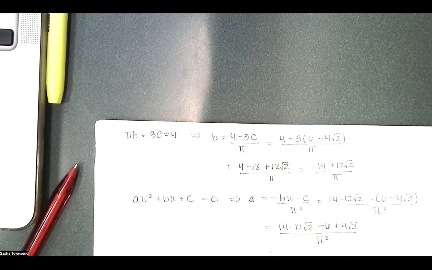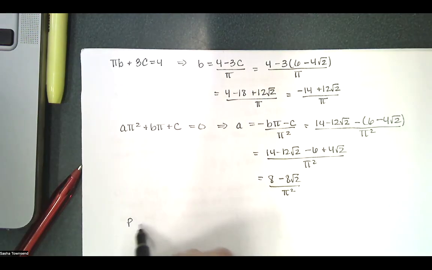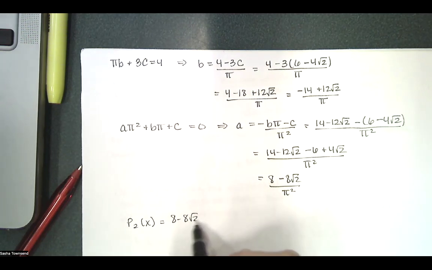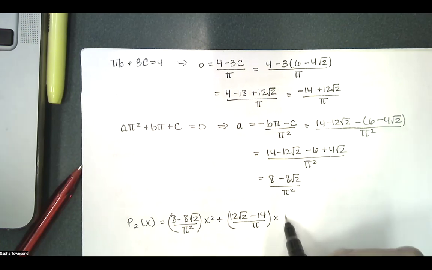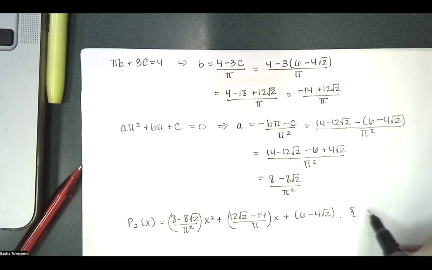14 minus 6 is 8. Negative 12 root 2 plus 4 root 2 is negative 8 root 2. And we're dividing by pi squared. And say, okay, what were we doing again? We're trying to find that polynomial that fits through the points. Our polynomial was a, which is that value, times x squared, plus b times x plus c. But only on that interval that we were interested in. This was on the interval from x equals pi over 2 to x equals pi.